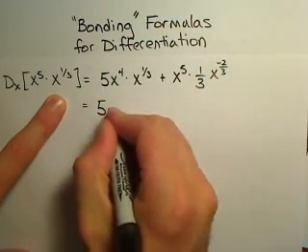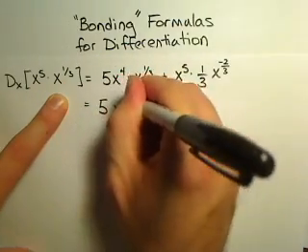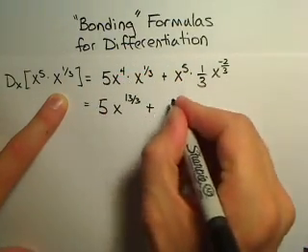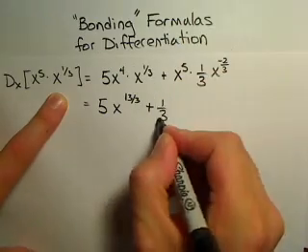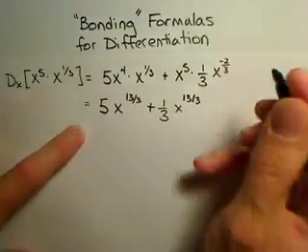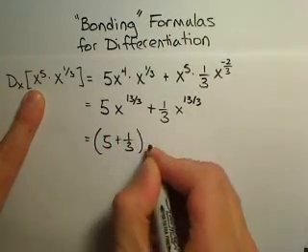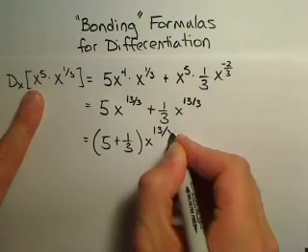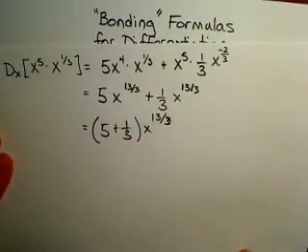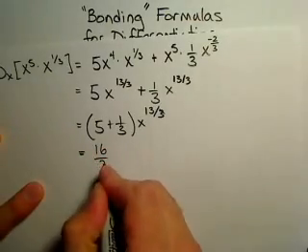All right, let's clean this up. X to the 4 plus 1/3 is 13/3, plus that's 1/3. 5 minus 2/3 is also 13/3. That's 5 plus 1/3, x to the 13/3. 15/3 plus 1/3, that's 16/3.